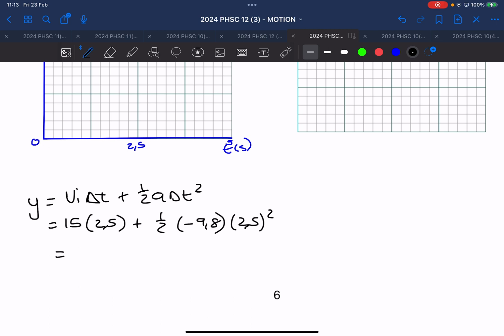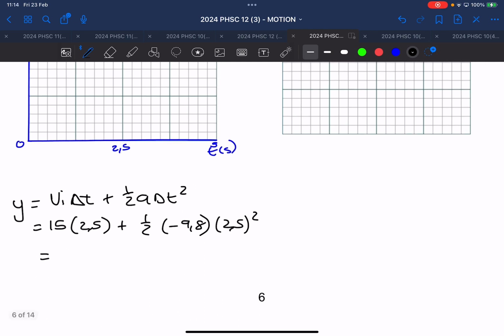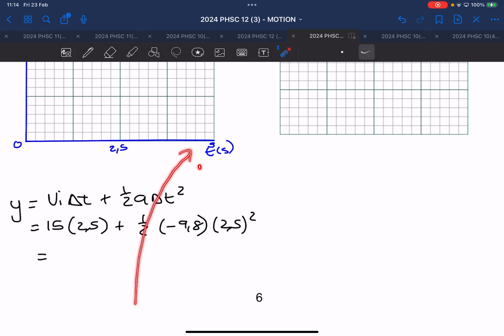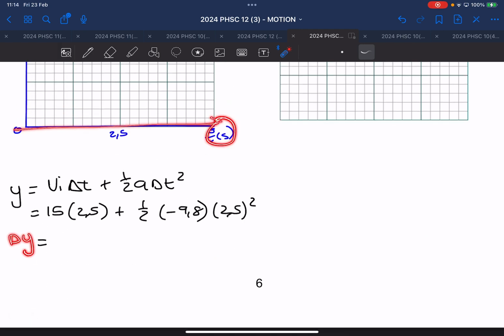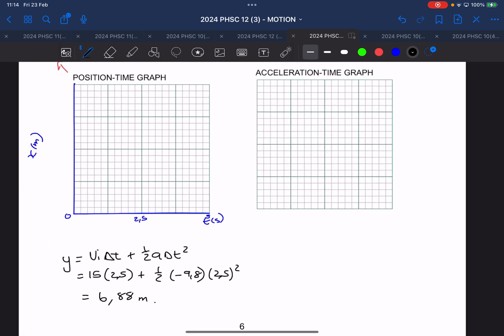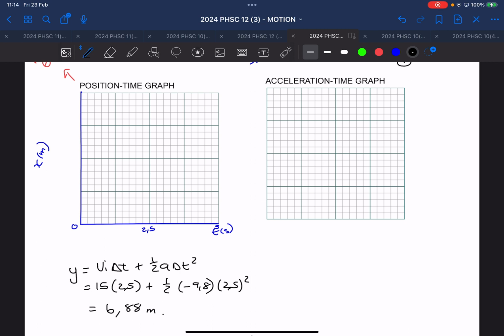Why am I not using 5? Why am I using 2.5? Because I want to know what is the height until the maximum height. If I put in 5, it's going to give me the displacement, and it should give you 0 because the displacement is 0. I don't know if it will in this instance because I think I just made up any numbers. Okay, so the maximum height is 6.88 meters.